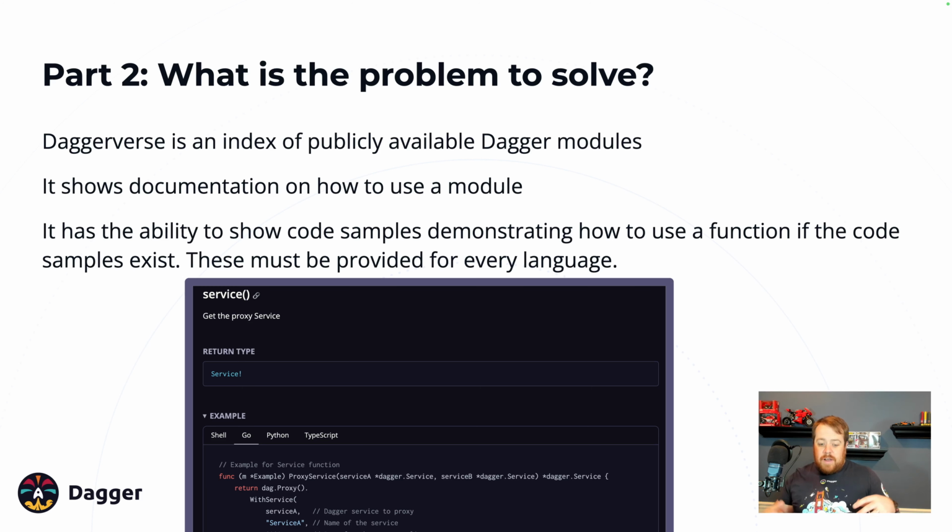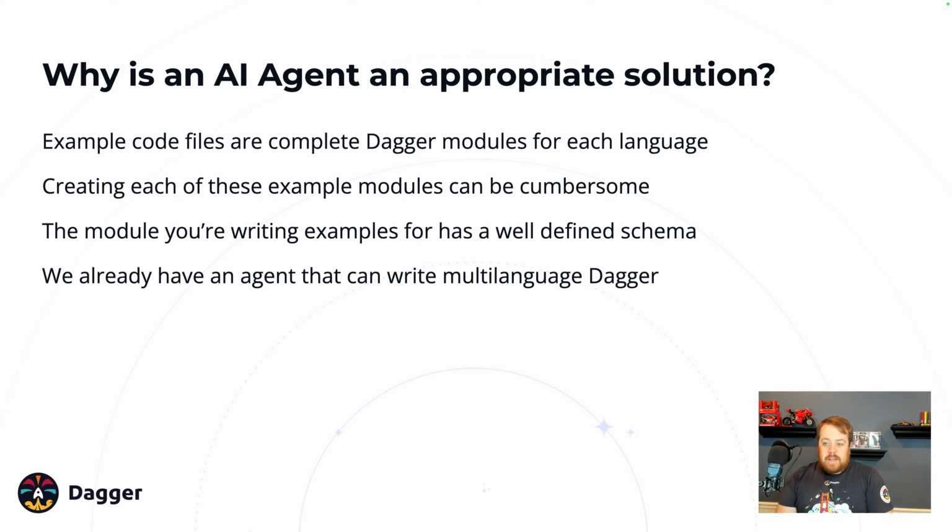And so as the author of this module, I've written examples for all of those languages that are in those tabs. So why is an AI agent appropriate for solving this? Example code files are complete Dagger modules for each language. So when we saw those different tabs, each of those tabs is a Dagger module in itself that provides functions that show how to use functions from my original module.